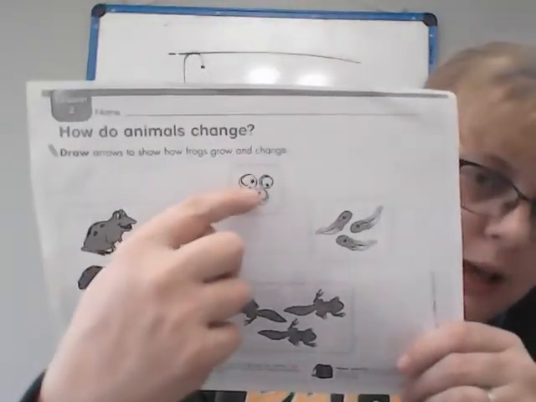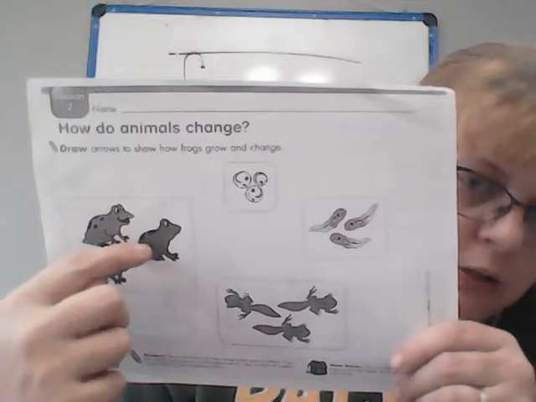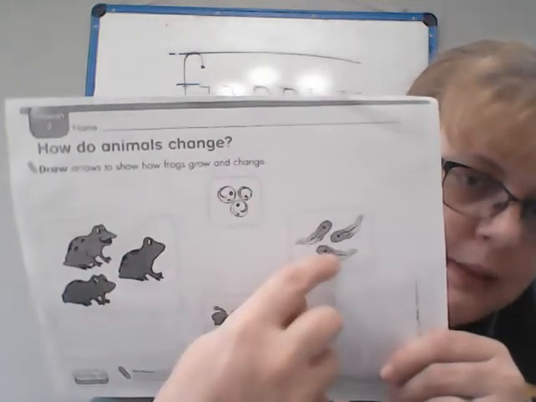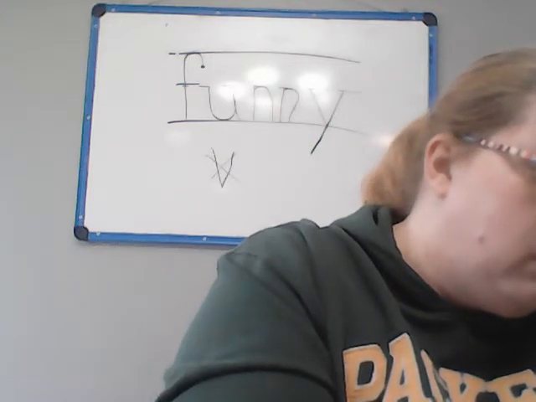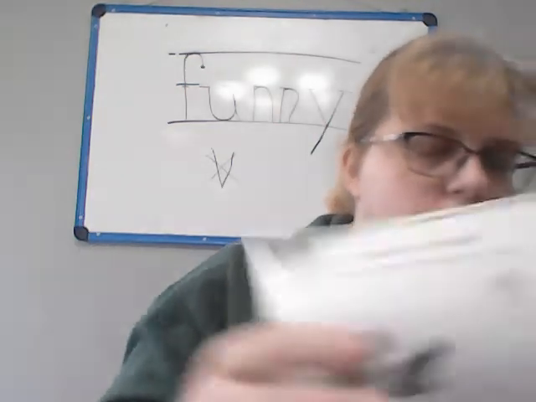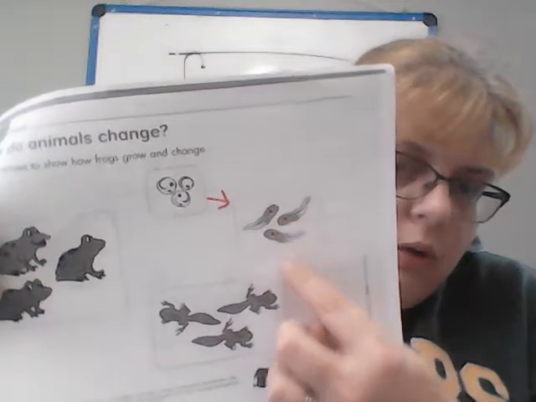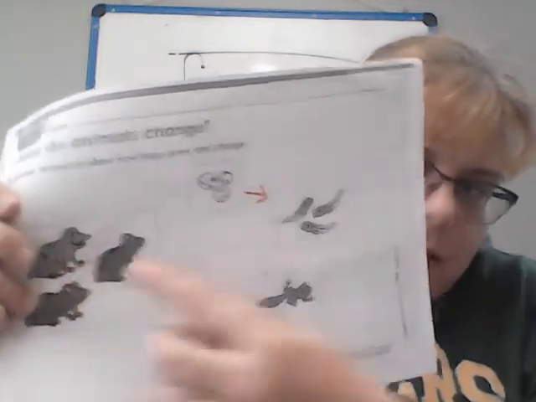So here is the egg. Do they become an adult frog right away, or do they become a tadpole? They become a tadpole, so we're going to add that arrow. We'll put an arrow, so it shows us which direction to go. Then they have legs, and then they grow.